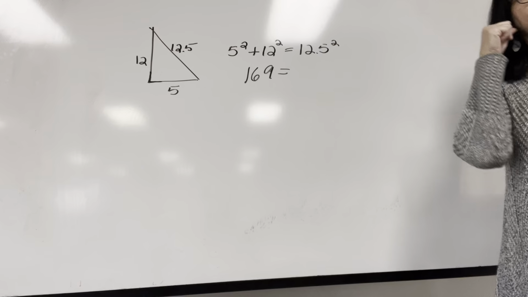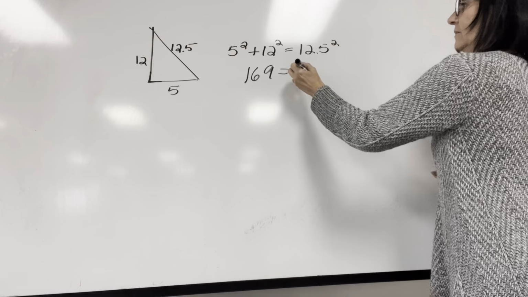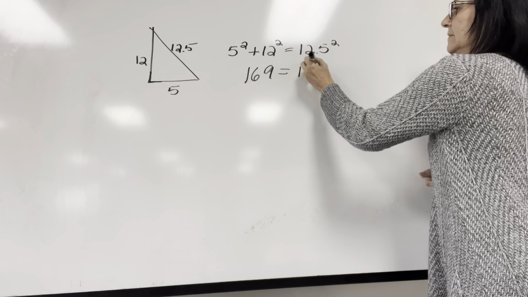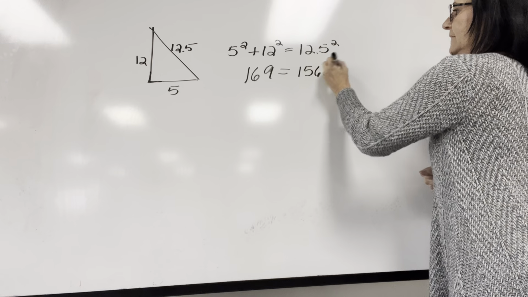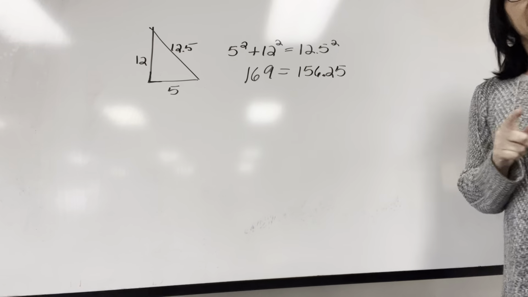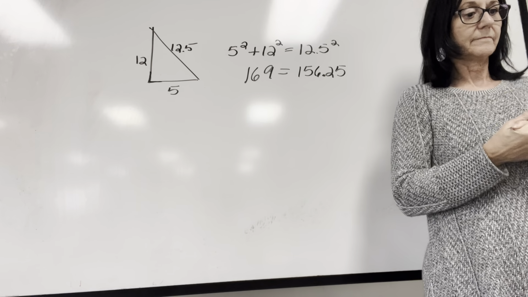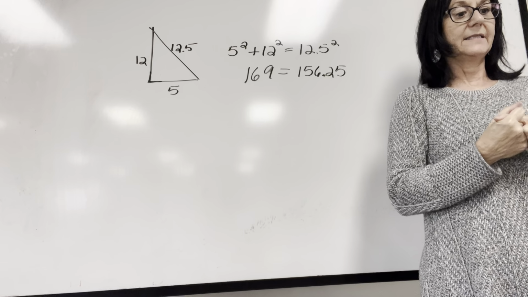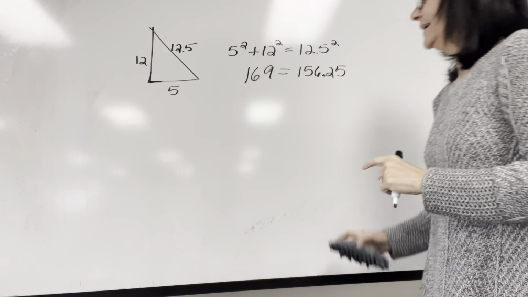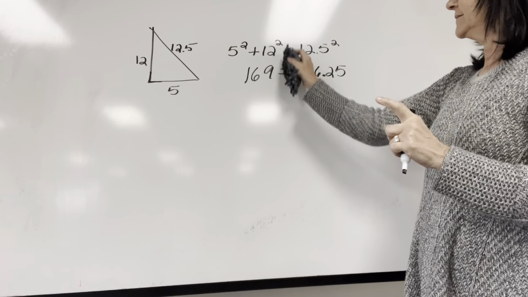12.5 squared is 156.25. Okay, it does not equal. Everybody look, that's not right. It's not a right triangle.